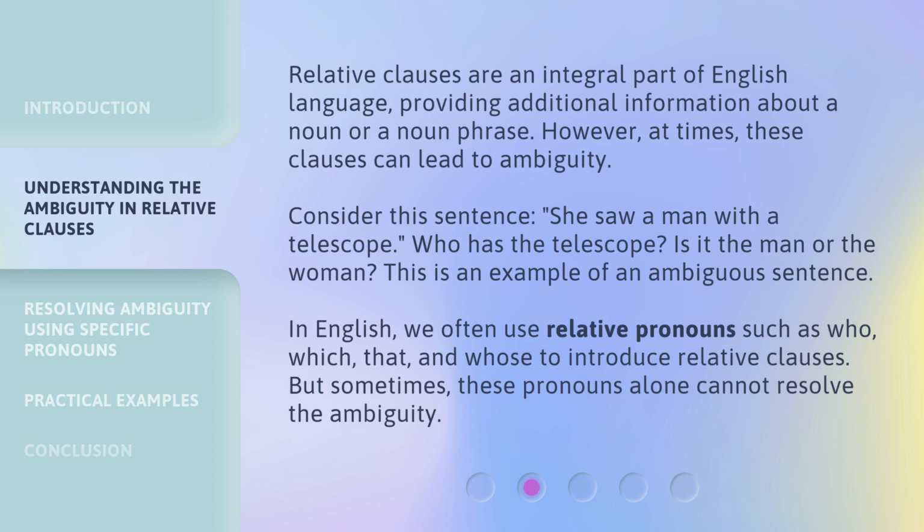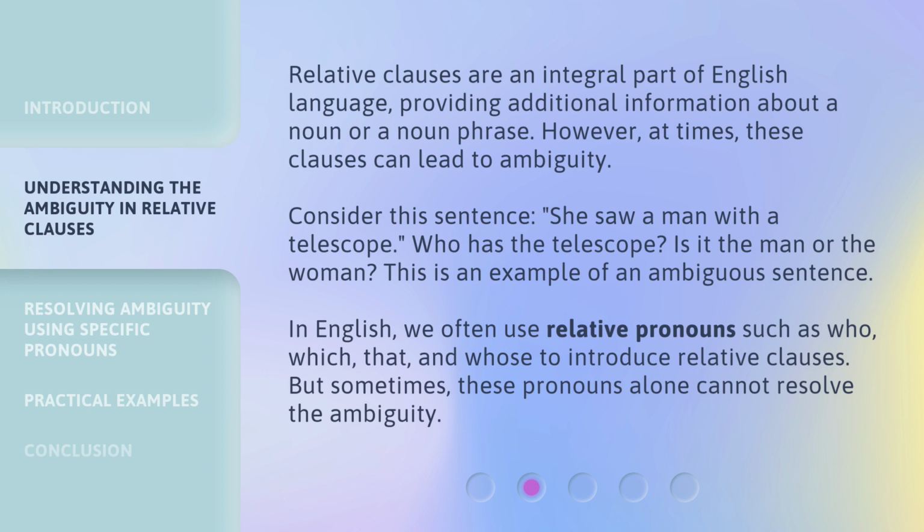Relative clauses are an integral part of the English language, providing additional information about a noun or a noun phrase. However, at times, these clauses can lead to ambiguity. Consider this sentence: "She saw a man with a telescope." Who has the telescope? Is it the man or the woman? This is an example of an ambiguous sentence.